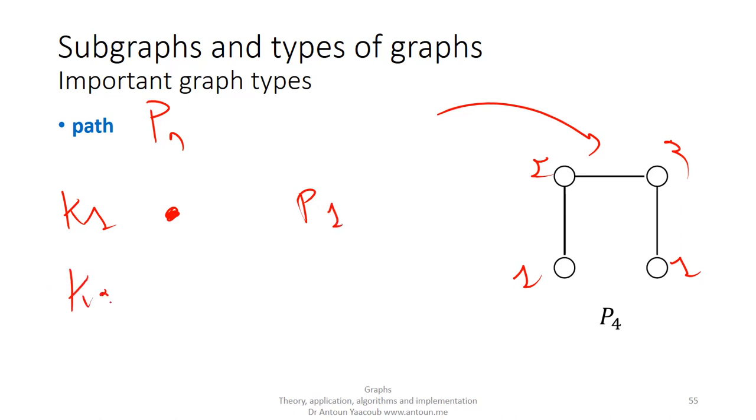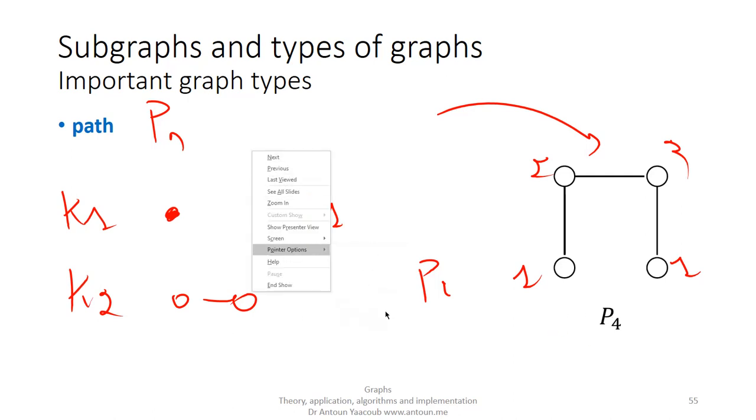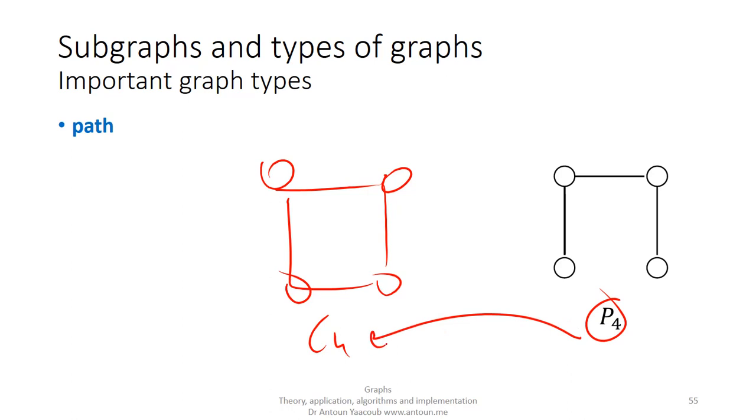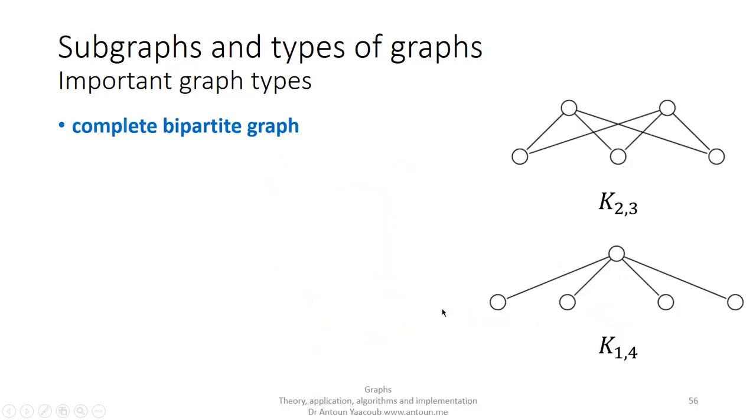Also, if I draw K2, this is K2, and P2 is the same. So K2 is equal to P2. As you can see, I will erase all these. If I want to draw a cycle C4, this is C4, and you can see that P4 is a spanning subgraph of C4. We just need to delete a single edge. It's a spanning subgraph because I have kept all the vertices and removed some of the edges. Here it's the minimum spanning, but let's call it spanning for now.